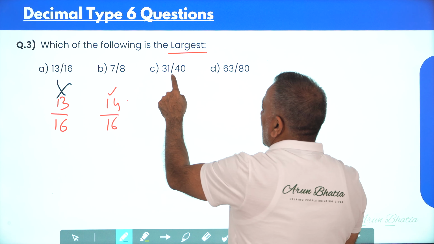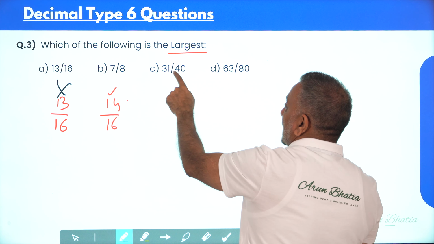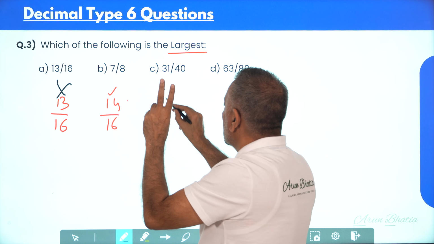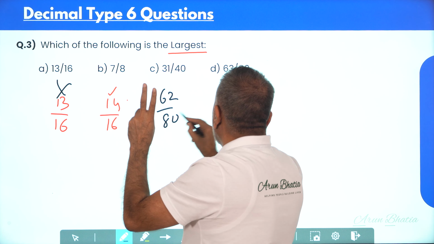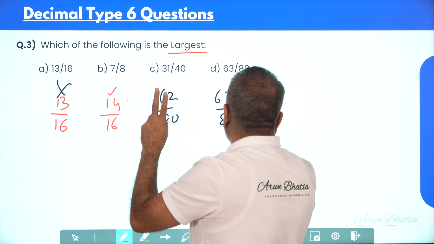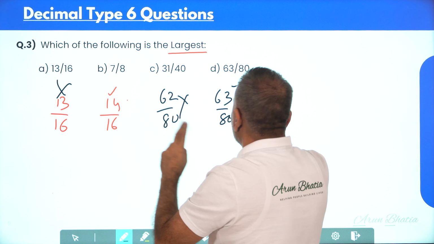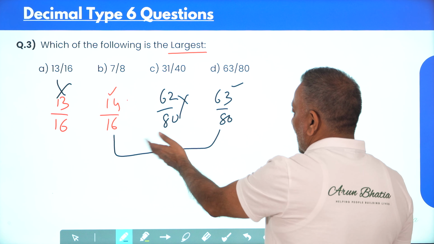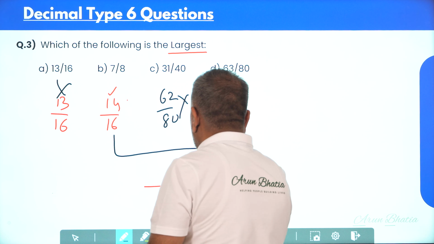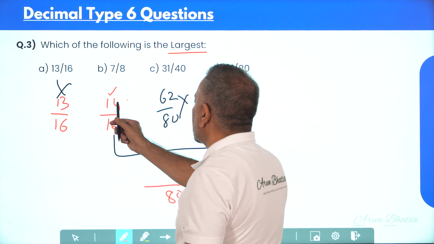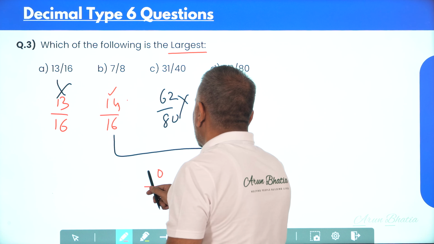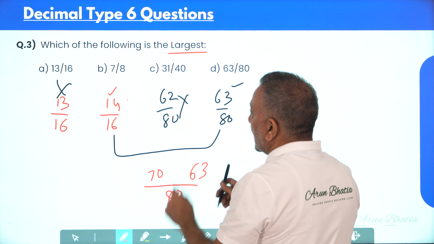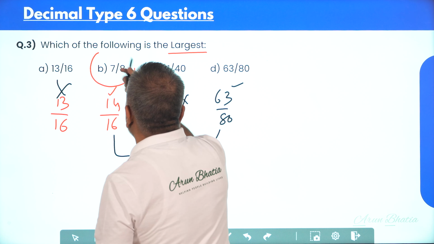Now this is 31 by 40. This is 80. I will multiply both by 2. This becomes 62 upon 80, and here it is 63 by 80. That means this is not required. This is required. Now we have these two fractions. You can take the LCM or you can make the base 80. When this is 80, you need to multiply this by 5. This will become 70 and this is 63. That means which is the largest fraction? This is the largest.